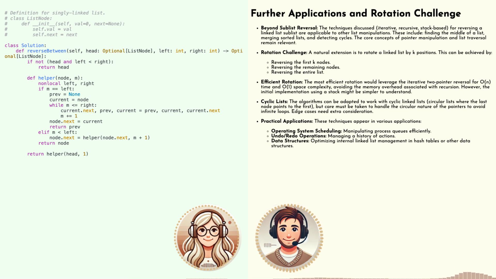For example, if we have the list 1, 2, 3, 4, 5, and we want to rotate the section from position 2 to 4 by 2 positions to the right, we would end up with 1, 4, 5, 2, 3. Ooh, that's a good challenge. It builds on everything we've talked about today and makes you think about pointer manipulation in a slightly different way.